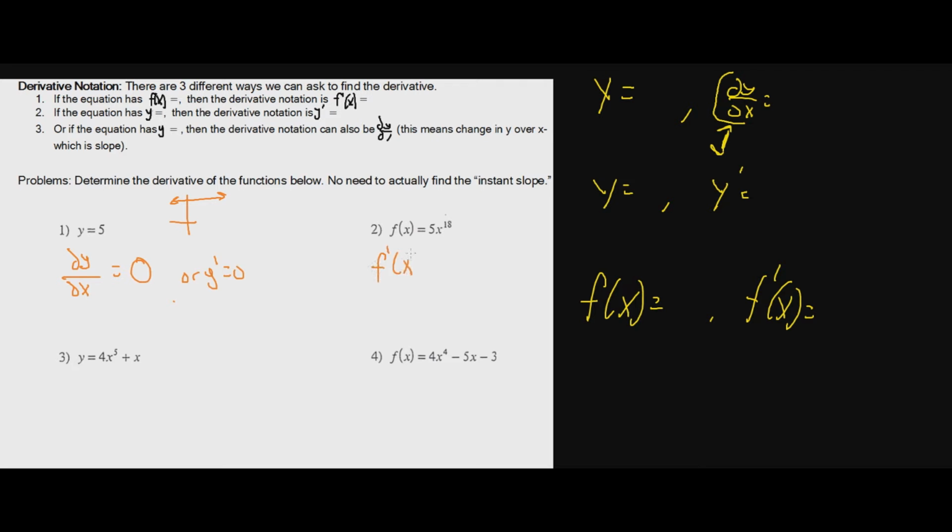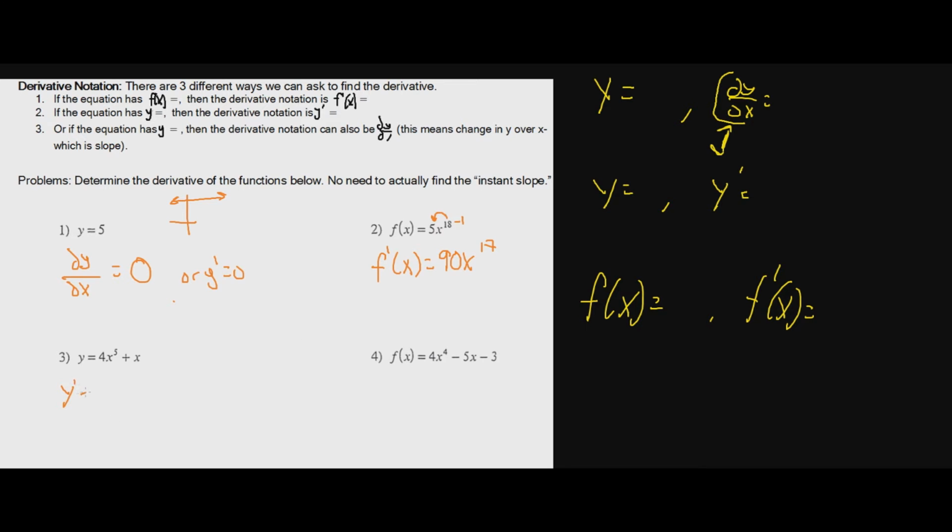Let's go to this next one. F prime of x is equal to, well, bring the 18 down. 5 times 18 is 90. Let me just, I've got a calculator right here. All right. I don't trust myself right now. 90. I knew it. Okay. 90 x to the, subtract 1, and you get 17. And that's it.